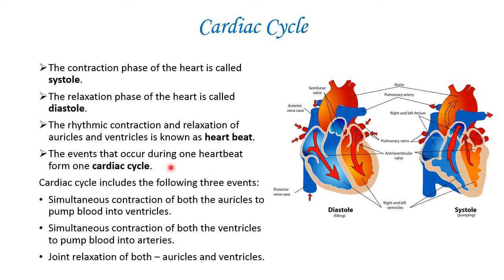Now, the events that occur during one heartbeat form one cardiac cycle. Let us see what are the events which are going on in the cardiac cycle. Simultaneous contraction of both the auricles to pump the blood into ventricles. Then simultaneous contraction of both the ventricles to pump blood into the arteries. Then joint relaxation of both the auricles and the ventricles. During the relaxation phase, it is receiving the blood.